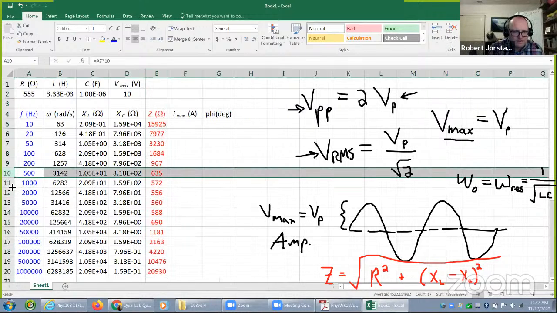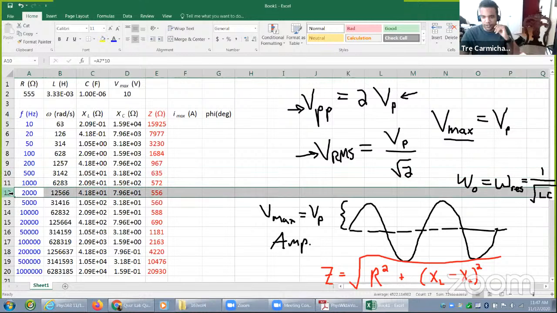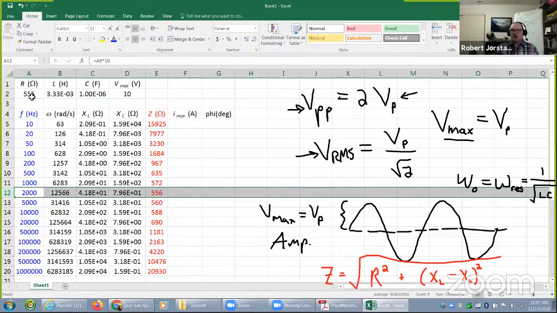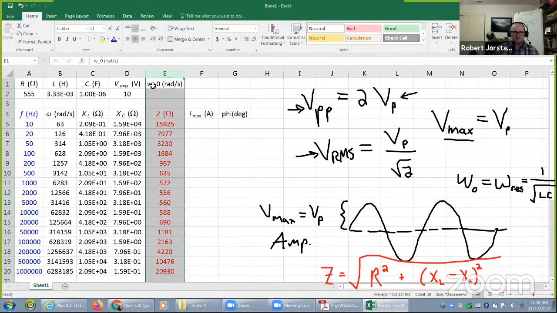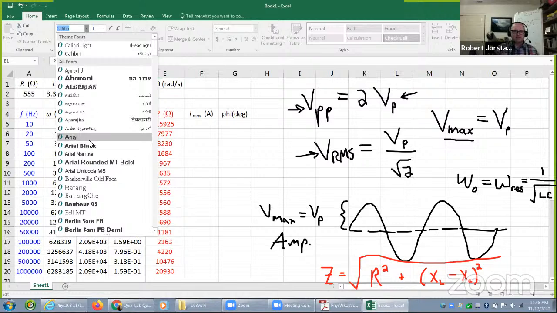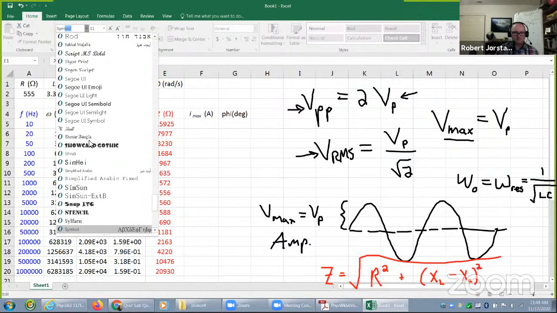500's pretty close. I think 2000. 2000 is close. Remember, Z equals R at resonance, right? How could we check? How could I figure out the resonance? Well, let's calculate it. How do I calculate the resonance frequency?